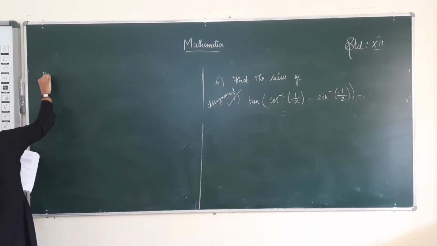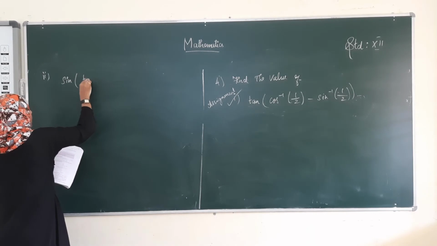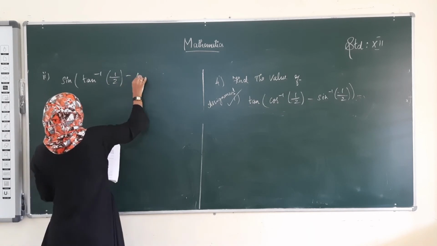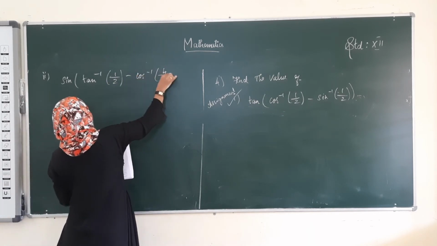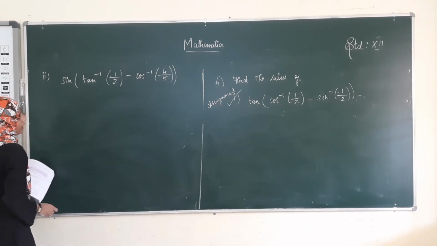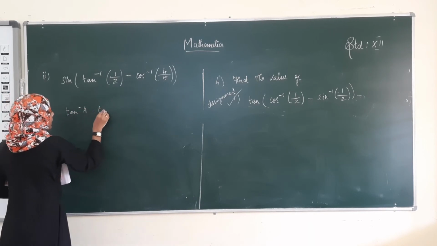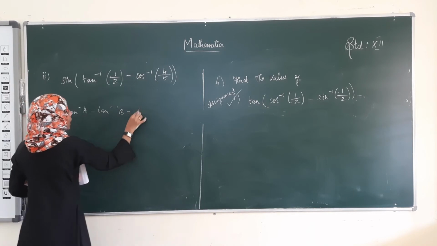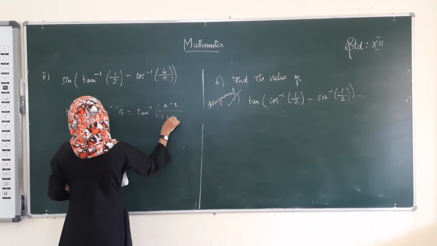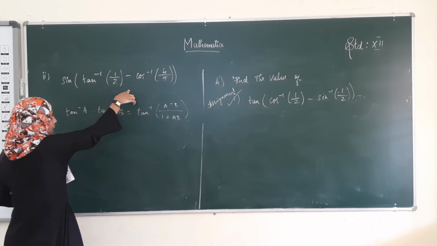See the second subdivision. What's the second subdivision? Sine of tan inverse of 1 by 2 minus cos inverse of 4 divided by 5. We have to find the value of this. We already know the formula: tan inverse of A minus tan inverse of B is equal to tan inverse of (A minus B) divided by (1 plus AB).